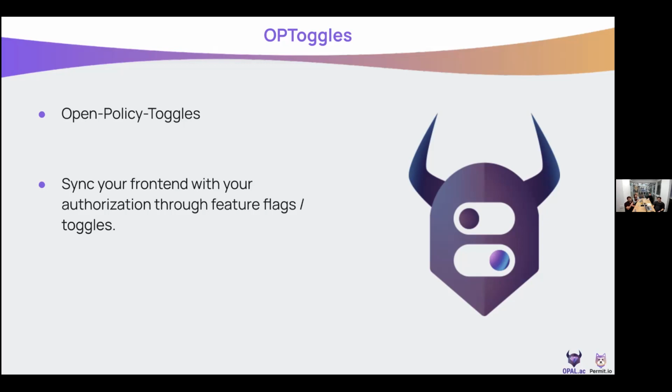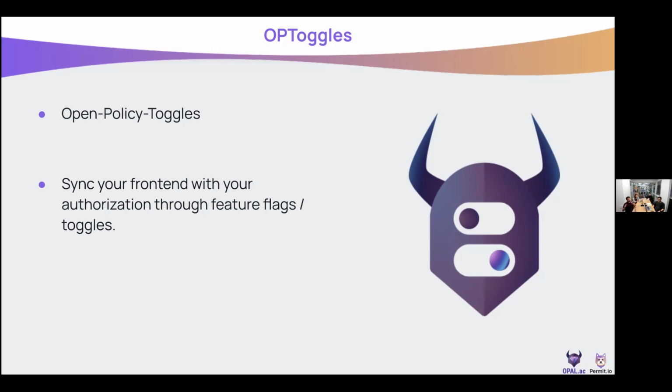With OPToggles, what you basically do is you sync your open policy in the back end to the front end through feature flags. Every time something changes, OPToggles tracks it through OPAL, and then takes that update, queries OPA, and updates that into the feature flag solution. And then from there, it's just smooth sailing into the feature flag.